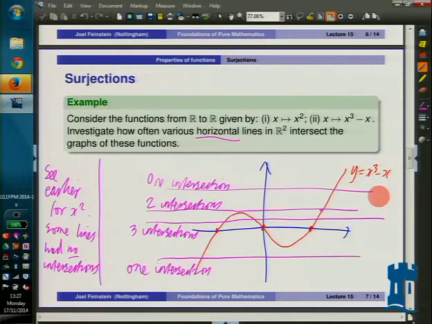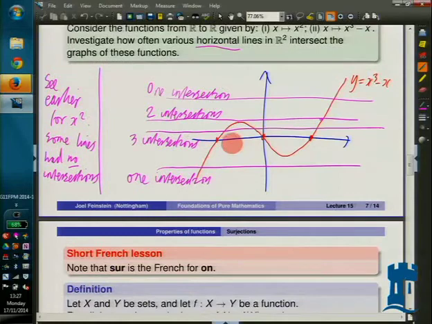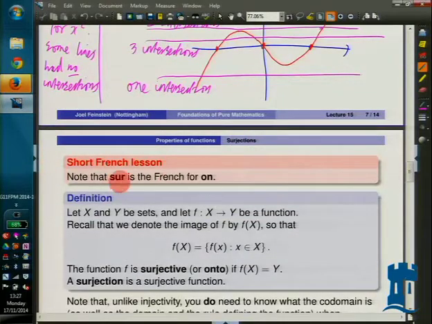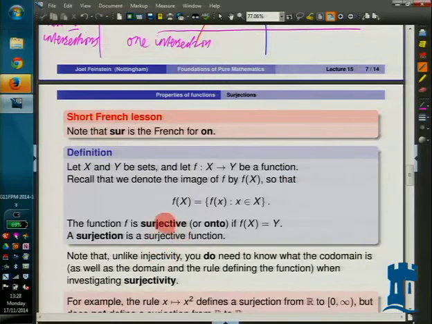Whereas injective, we were looking at for every y value, there's at most one x value that can get you there. If you're surjective, for every y value, there's at least one x value that can get you there. So surjective is also known as onto, and if you want to remember which is injective and which is surjective, sur is French for on or above, or variants of that. But if you want to think of it as on, that'll be an easy way to remember that surjective is the one that maps you onto the whole of the domain.